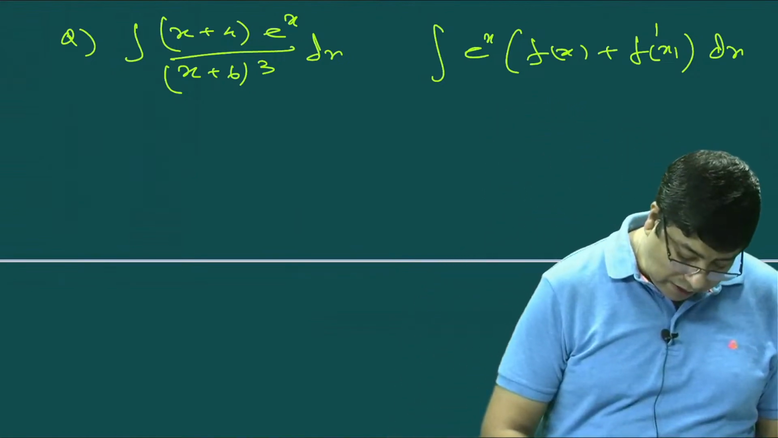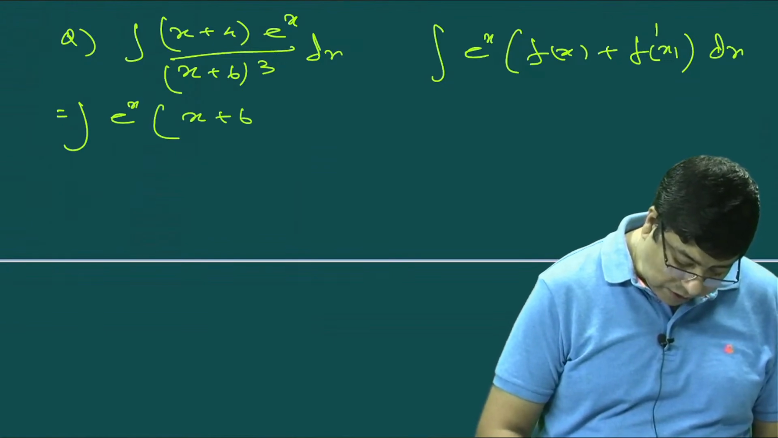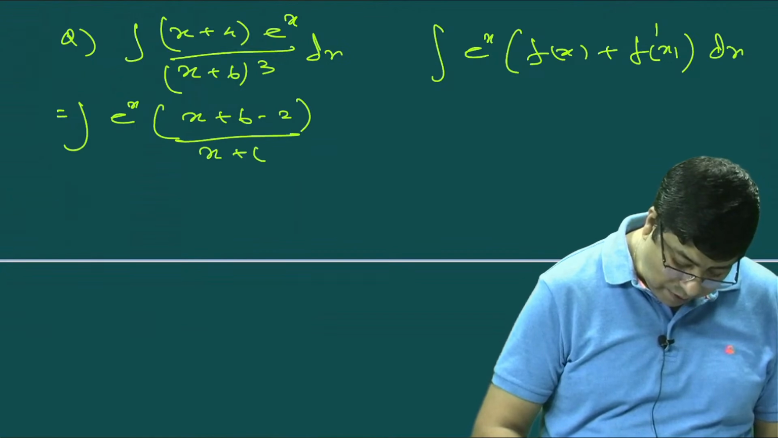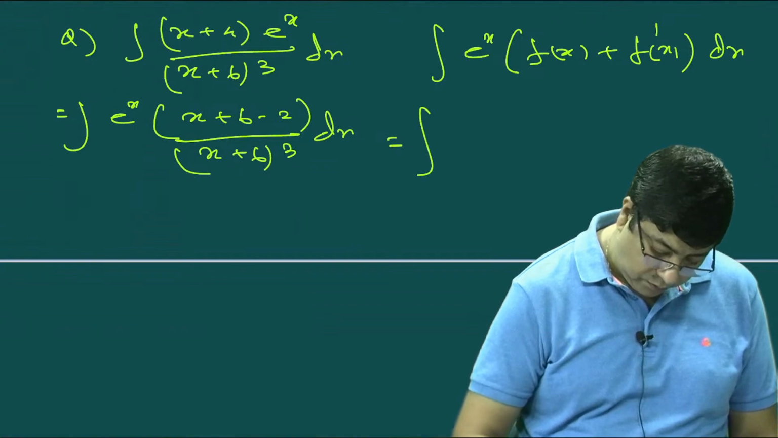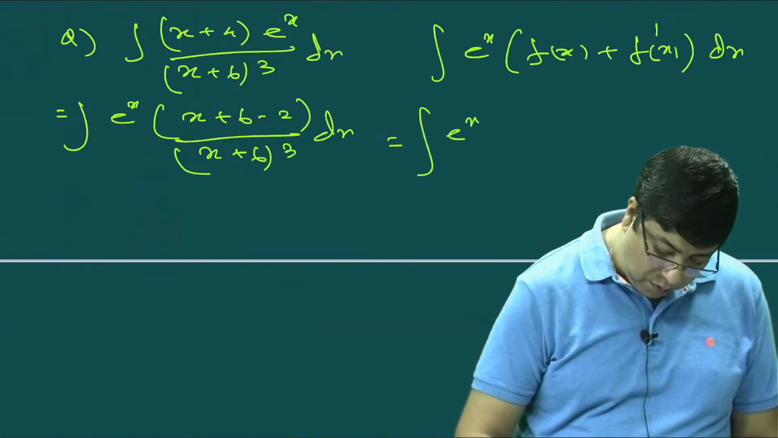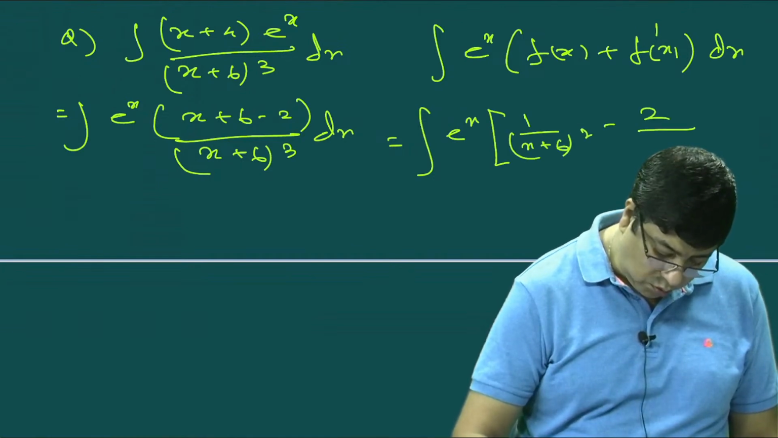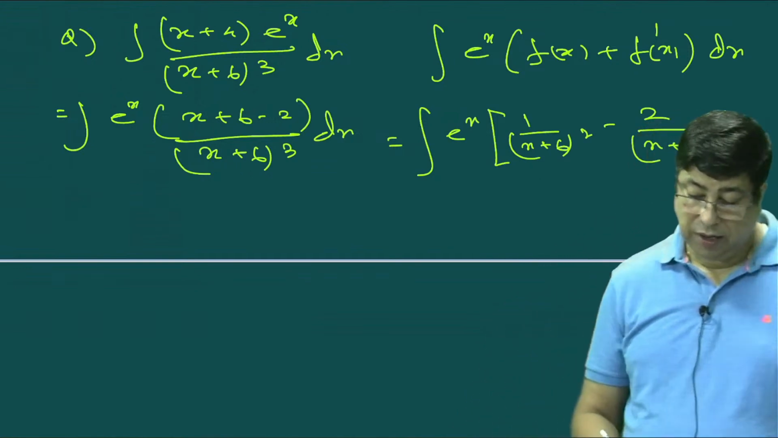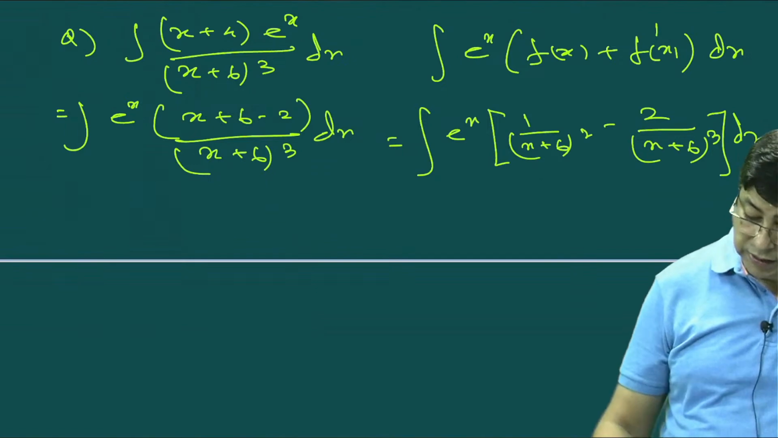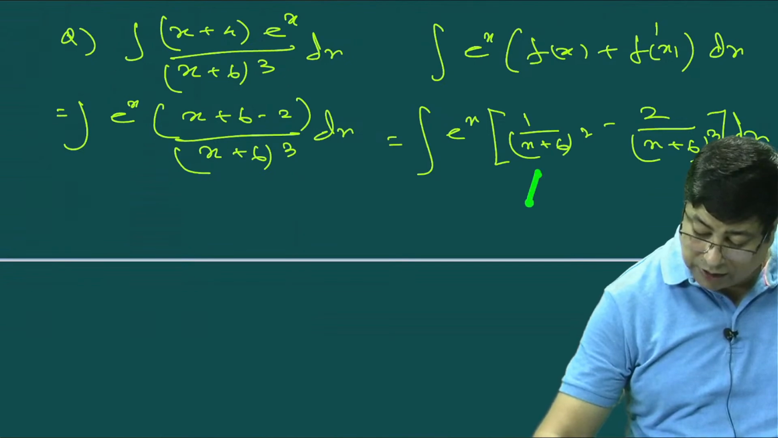So in this case, let us apply. For this we need to know the concept of differentiation. (x plus 6 minus 2) total divided by (x plus 6) whole cube dx. So we are getting here e to the power x into 1 by (x plus 6) whole square minus 2 by (x plus 6) whole cube. Everybody, this type of sums will be coming in the examination, and in this type of cases you have to remember which is the f x and which is the f dash x. That is very important. This is f x, and this is f dash x.